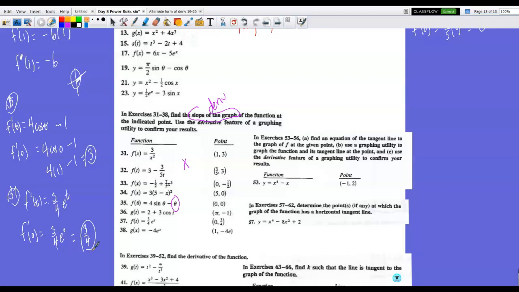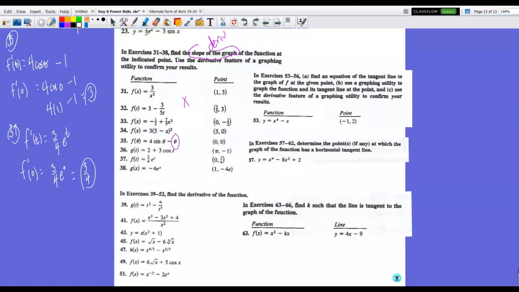37. All right, I'm going to go to the other side to do number 39. So I'll do number 39 over here on the right-hand side. In number 39 to 52, we're just finding the derivative. So g prime of t in number 39, term 1, the derivative of t squared is simply 2t.